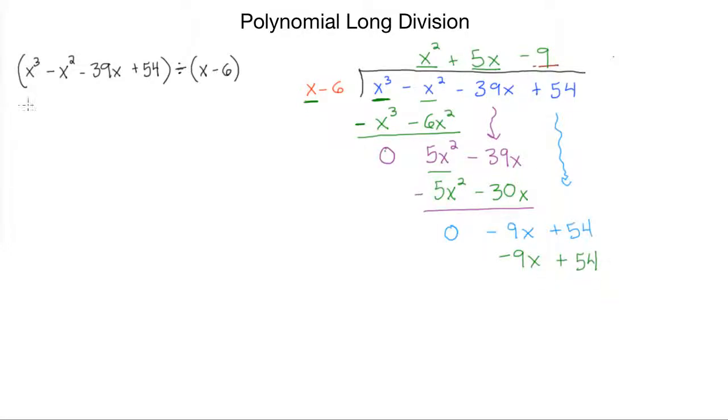Let's subtract these two things out. Negative 9x minus negative 9x turns to 0. 54 minus 54 turns into 0. And what we see here is there's no remainder. There's nothing left. I've got it all the way down to 0, so it divided evenly.